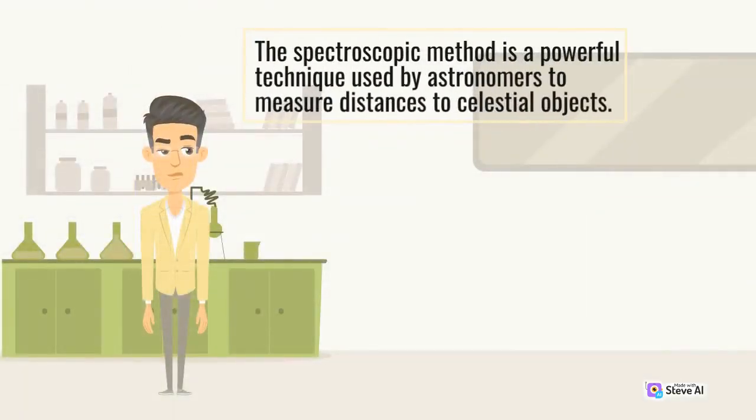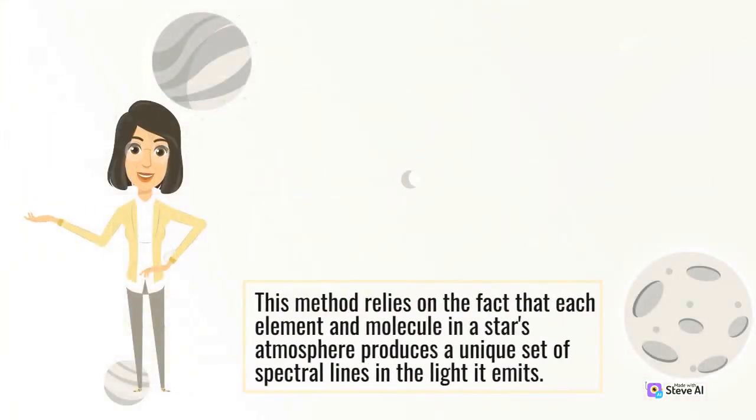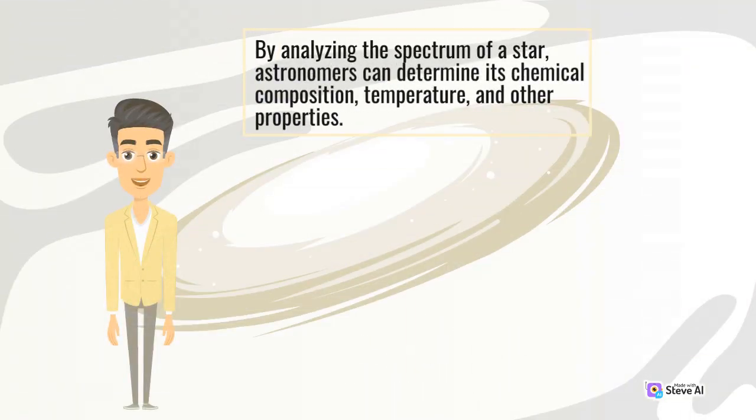The spectroscopic method is a powerful technique used by astronomers to measure distances to celestial objects. This method relies on the fact that each element and molecule in the star's atmosphere produces a unique set of spectral lines in the light it emits. By analyzing the spectrum of a star, astronomers can determine its chemical composition, temperature, and other properties.